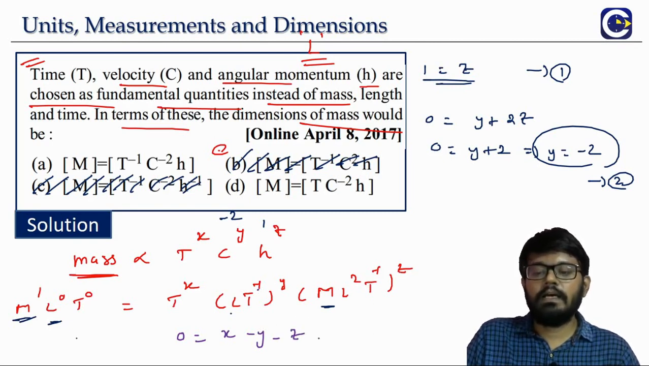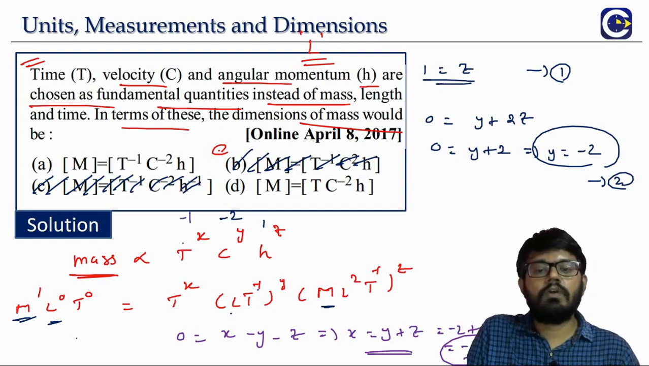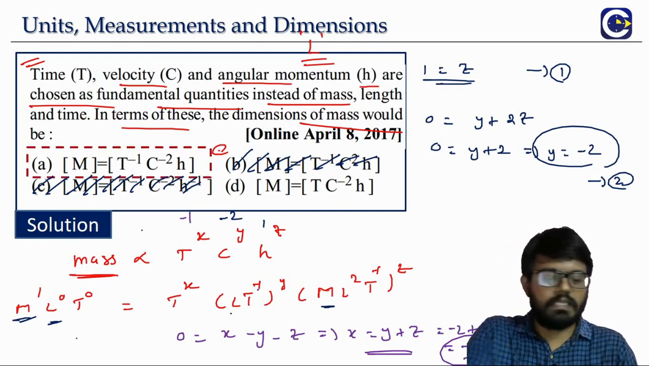So here x is equal to y plus z. Y is minus 2, z is 1. So minus 2 plus 1 is minus 1, which means T^x is T^-1. So which is the option? The correct answer is option A. Same concept, like the way we have been doing it.